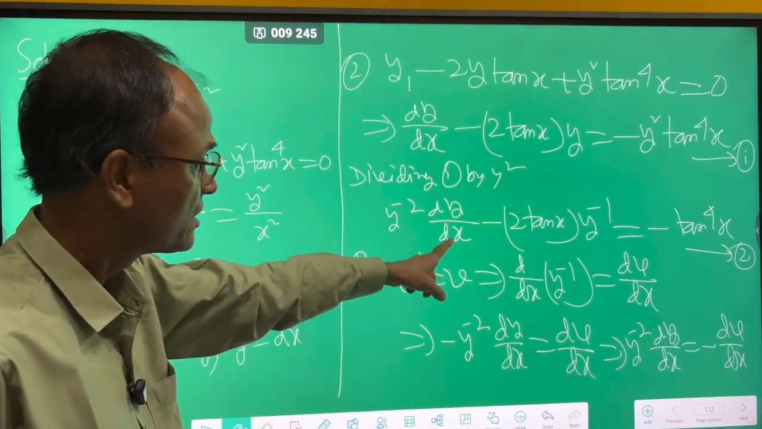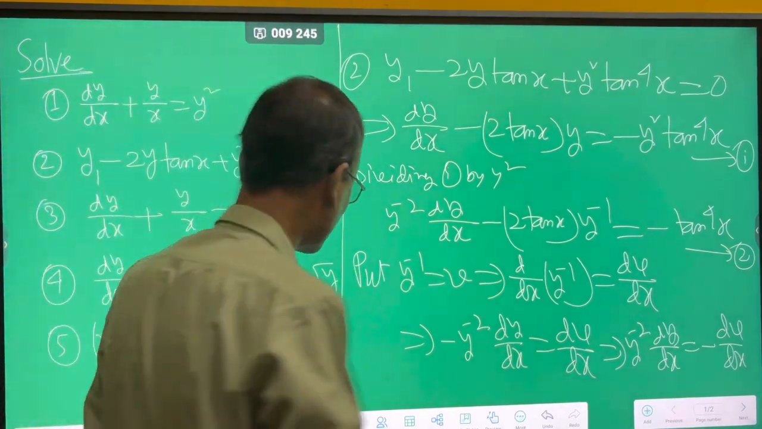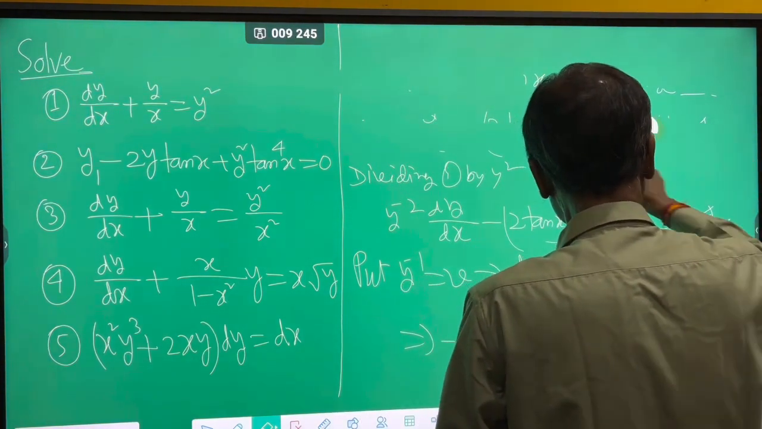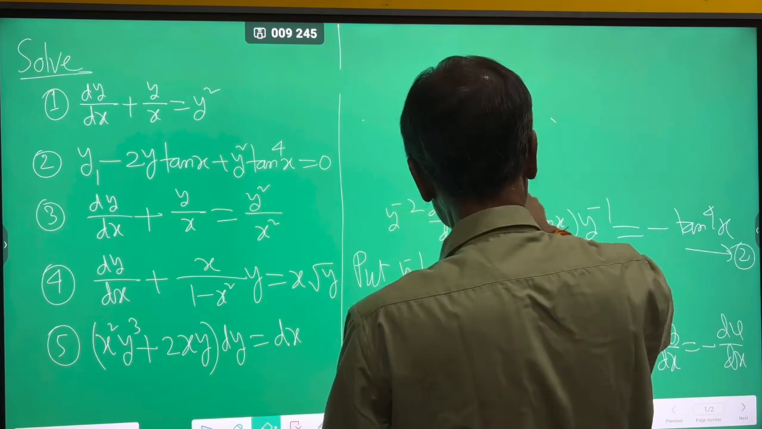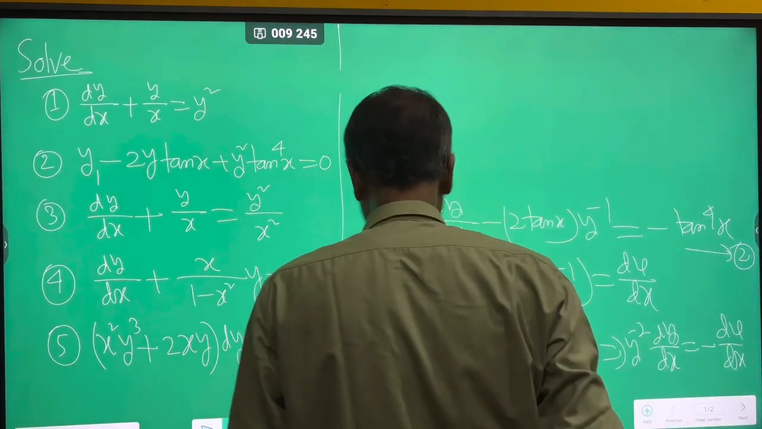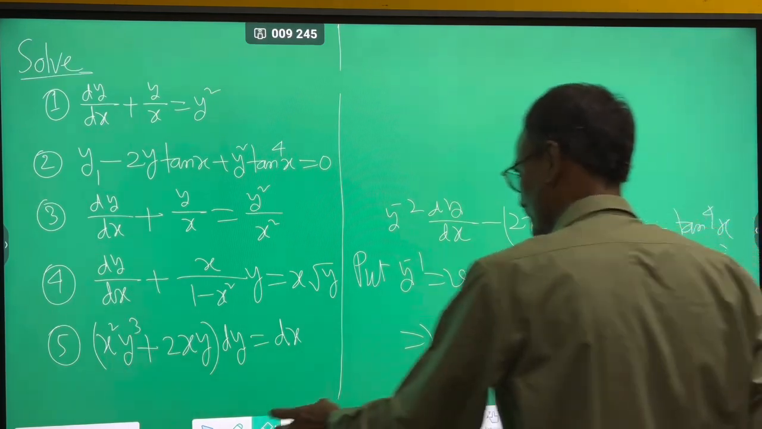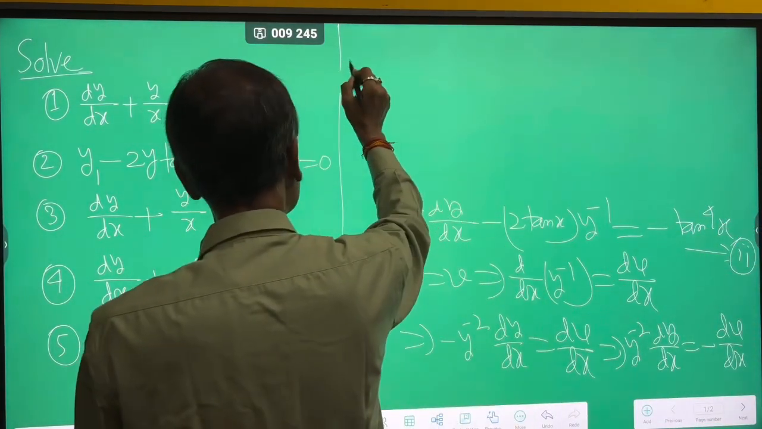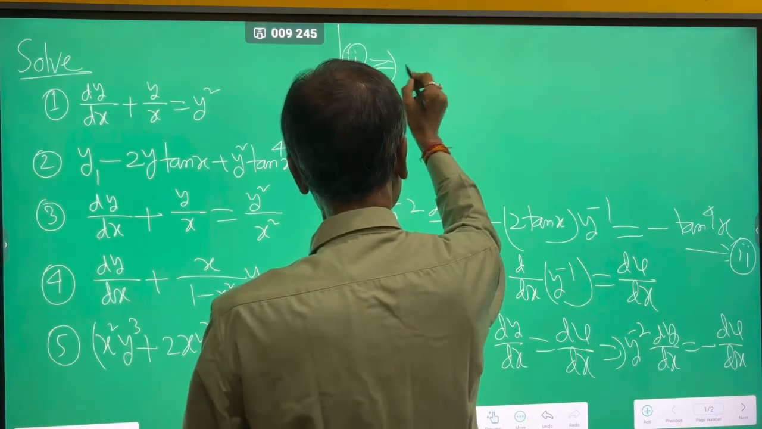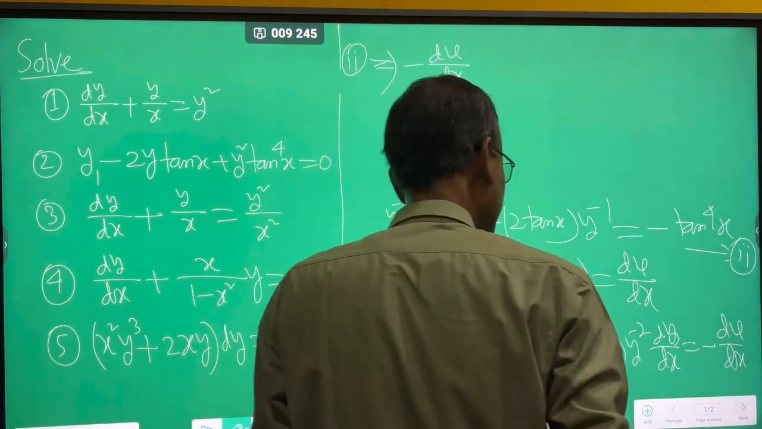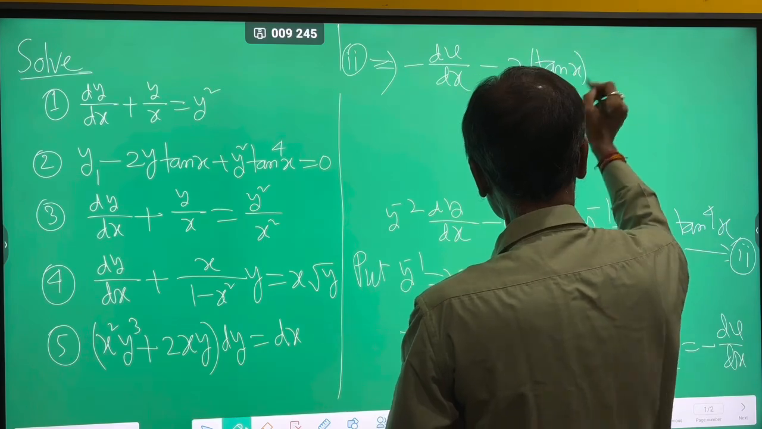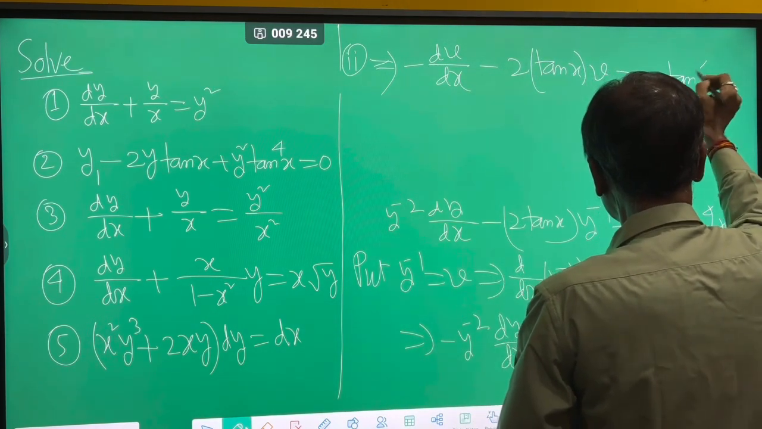Now from 2 you will get minus dv by dx minus twice tan x into v equal to minus 10 to the power 4x.